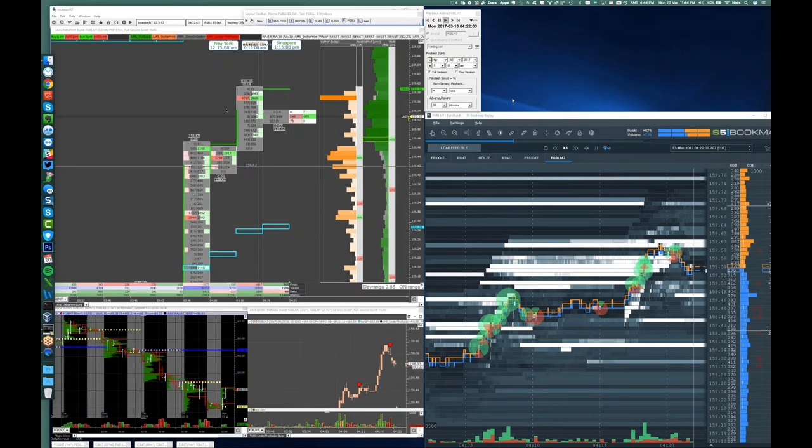Okay, so education through the footprint chart is what gained the understanding of some of these concepts. Yeah, for me. But it's already like five, six years ago.